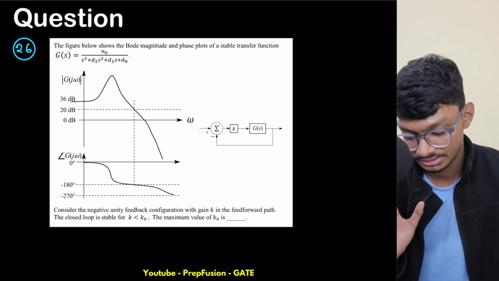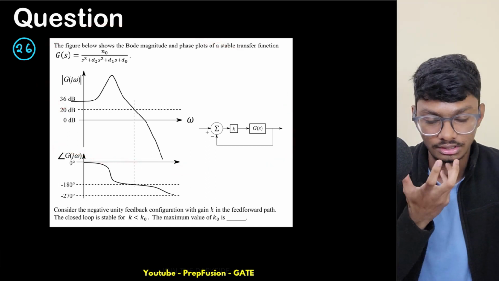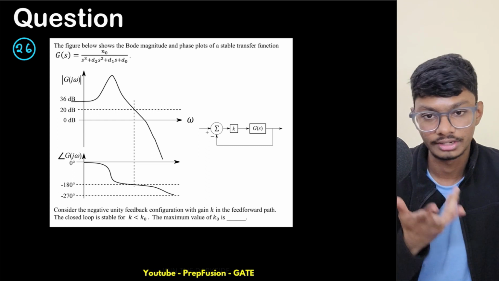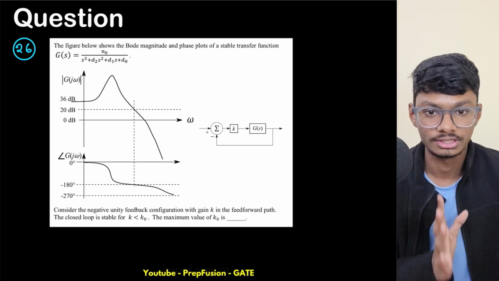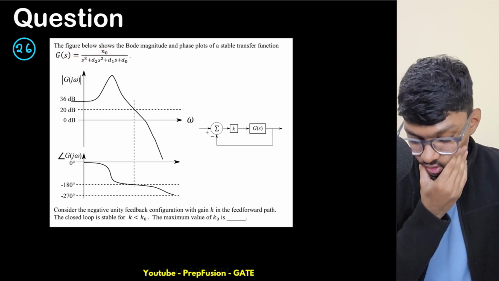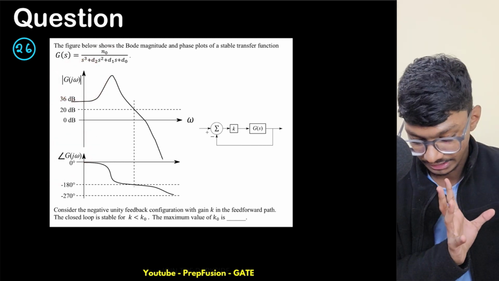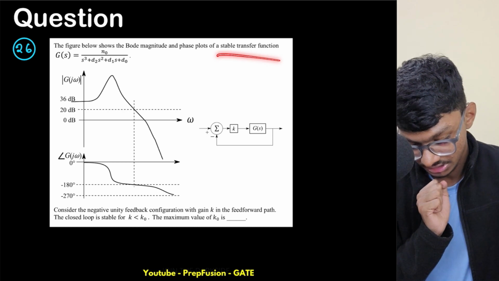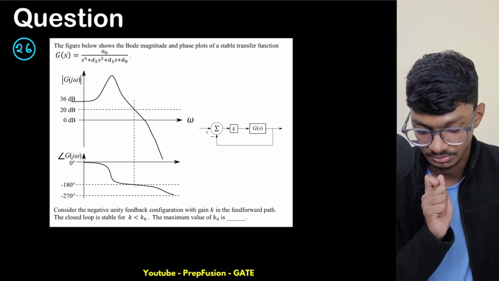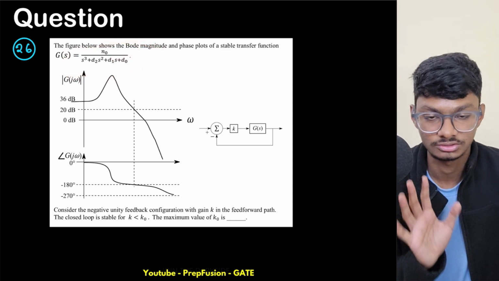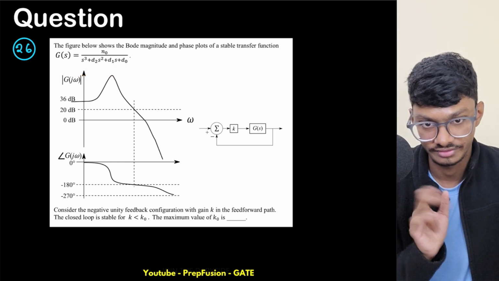So let's see this question. This is also a GATE question, but I have forgotten to write the year. So here what does this tell us? They have given us the gain and the phase angle of a stable transfer function. The Bode magnitude and phase plot of a stable transfer function is given. They haven't told us anything about the coefficients of s or something.